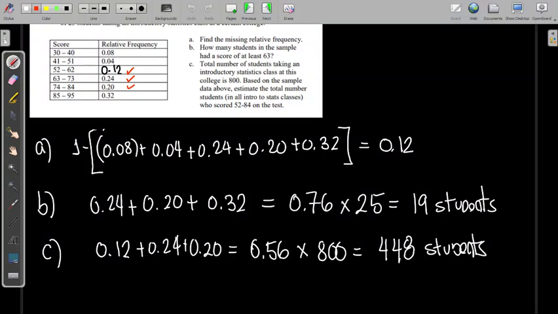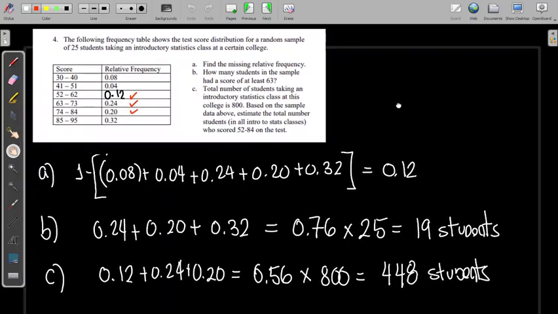Okay, next question. We did this question also in class, but I don't think it got recorded. That's why we are here, trying to see if we can record the question. The following frequency table shows the test score distribution for a random sample of 25 students taking an introductory statistics class in college. Find the mean and relative frequency.